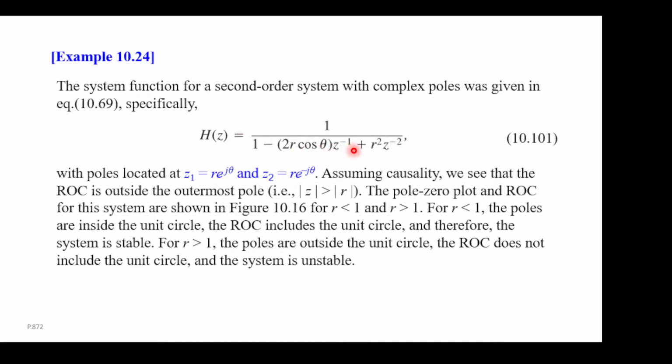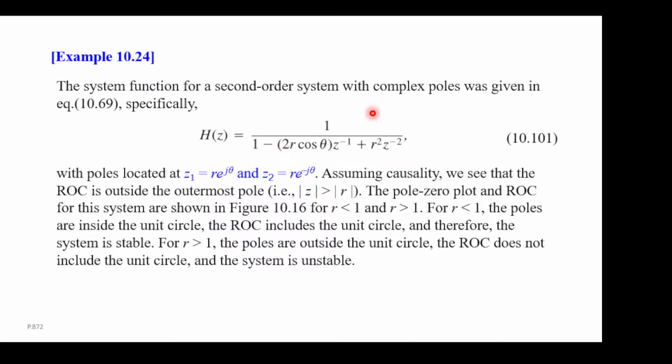1 over 1 minus 2 r cosine theta z to the minus 1 plus r squared z to the minus 2. And you can solve the second-order equation here, and you see that it has two poles at z equal r e to the j theta and z equal r e to the minus j theta. And then we can solve this system.